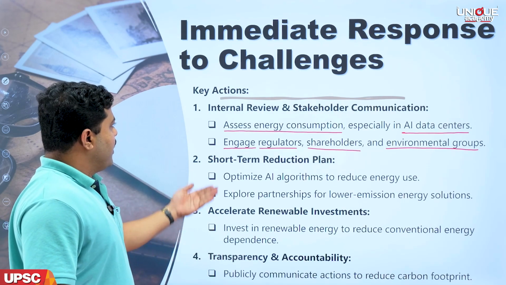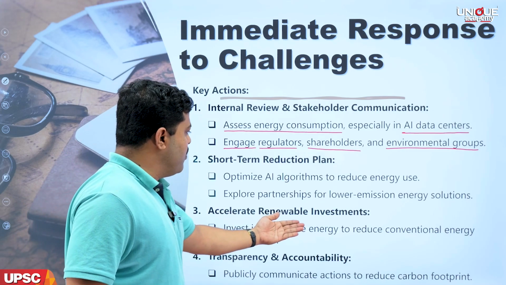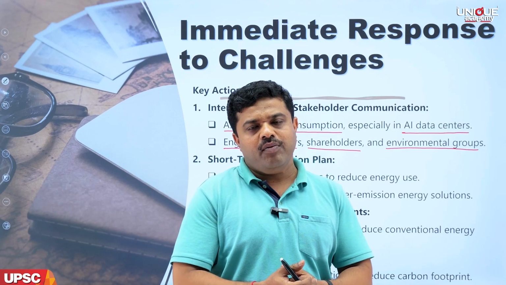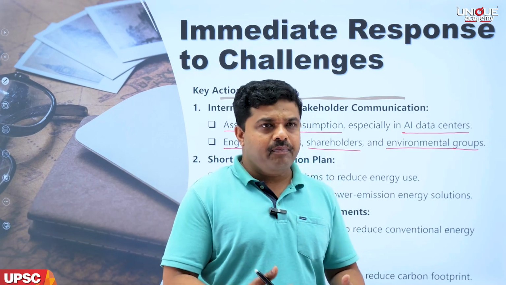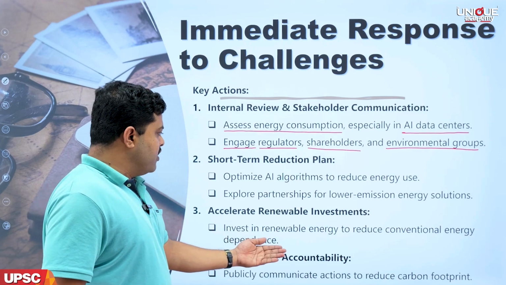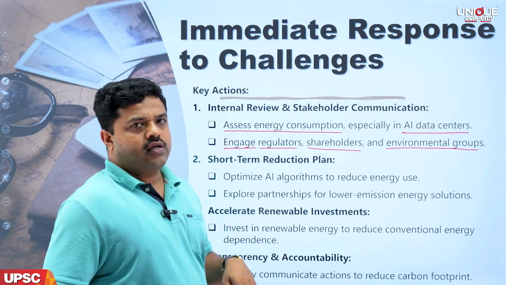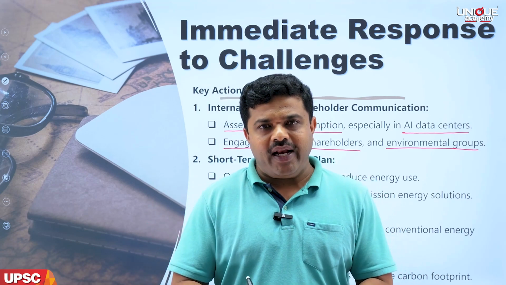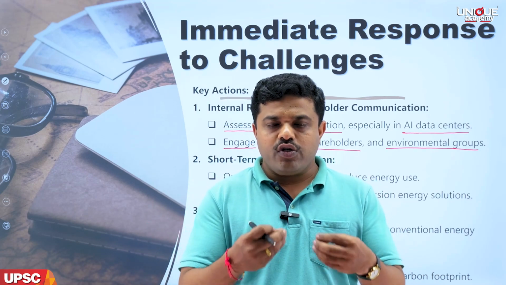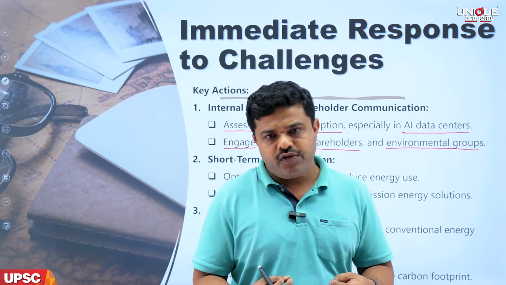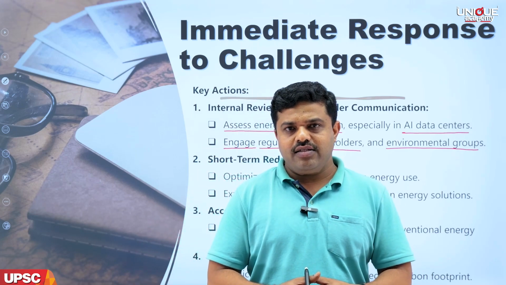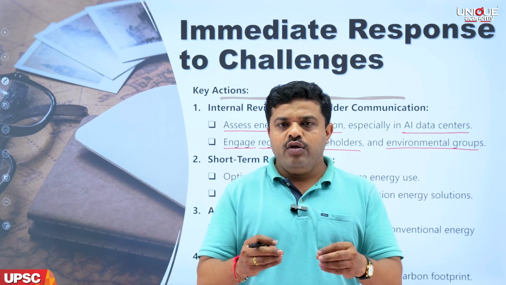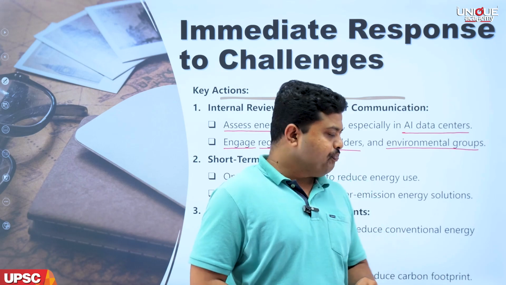Third is, again immediate, accelerate renewable investment. Whatever plan you have about investing in renewable energy, you can fasten it up. How? Invest in renewable energy to reduce conventional energy dependence. Whatever energy is being used by AI should be gradually replaced by renewable energy. Assume that today you are using fossil fuels, which contribute to greenhouse gases. Over a period, you should try to achieve net zero emissions in the energy used for AI.